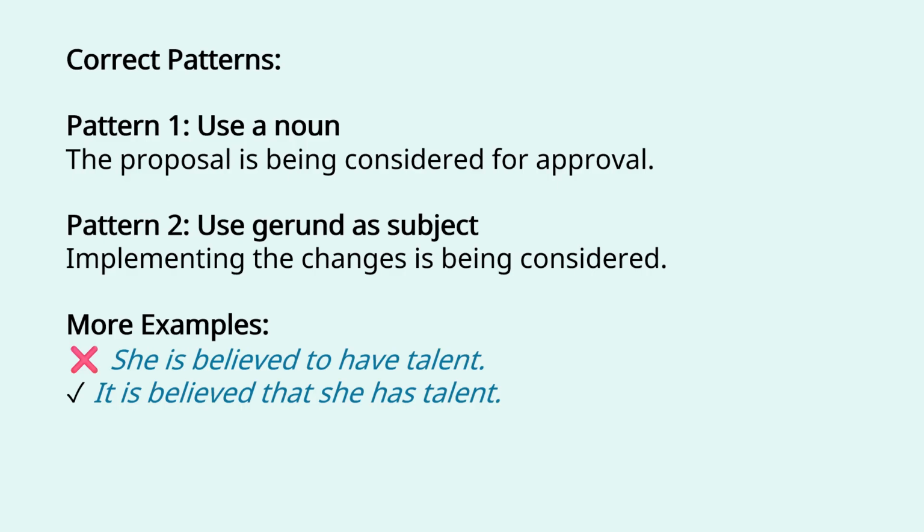Pattern 2, use a gerund as subject: Implementing the changes is being considered. More examples. She is believed to have talent. It is believed that she has talent.